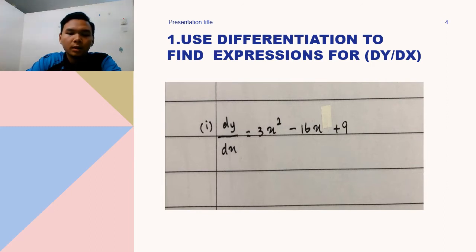And for the 16x, it is because 8 multiplied by 2 is equal to 16, and then 2 minus 1 equals 1, so we just put x. And for the 9x, it is 1 multiplied by 9, and x power of 1 minus 1 equals 0, so we do not put x in it. And then the last one is 5, which doesn't have any x in it, so you don't have to put any number.